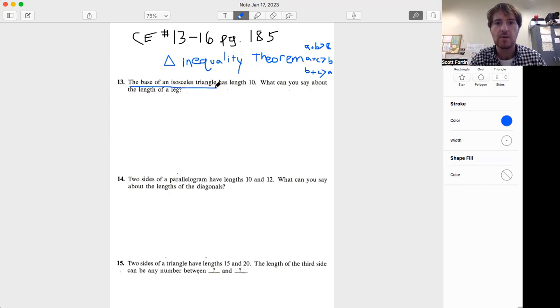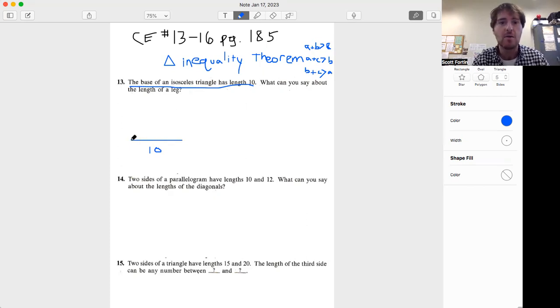Let's look at this first one here. The base of an isosceles triangle is length 10, okay? So I'm going to go ahead and draw that in as you guys are doing this problem, length 10. What can you say about the length of the leg? Visual people, people sketching things out on homework, you do a bit better generally in geometry. So sketching out a base of length 10, you start playing with it.